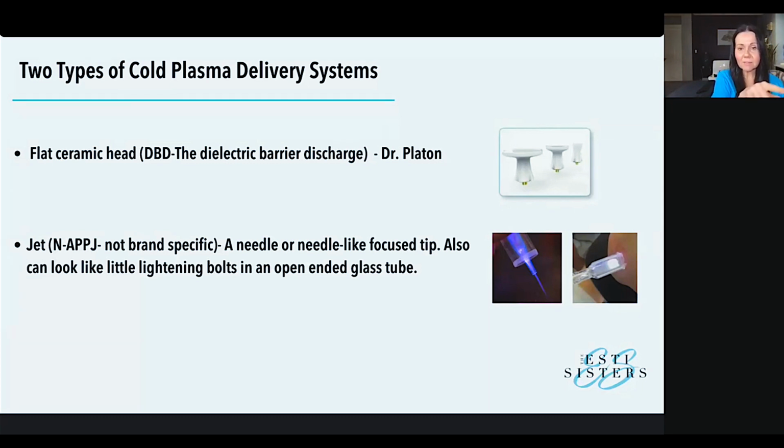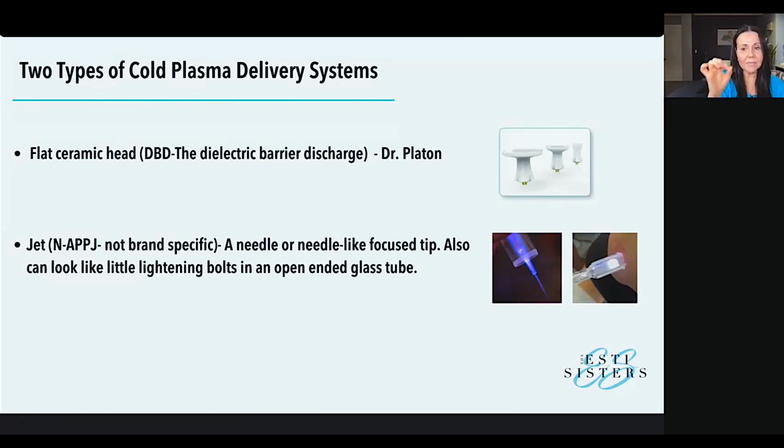Okay. The next two heads that you see below are called jet plasma. It either looks like a needle or needle-like focused tip, or like a glass tube with a little bit of lightning coming in. That type tends to be used for what's called hot plasma, because that laser-like focus is so targeted that it tends to create a more thermal reaction in the skin. So that's how you know: a flat-tipped ceramic head is going to be a cold plasma head.